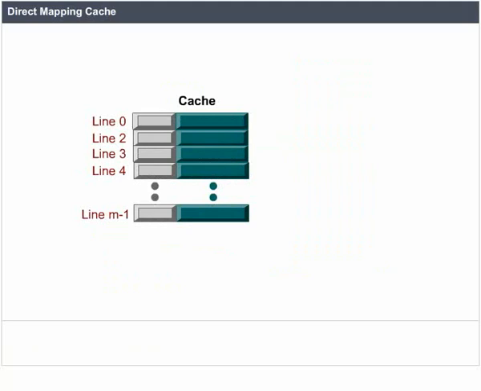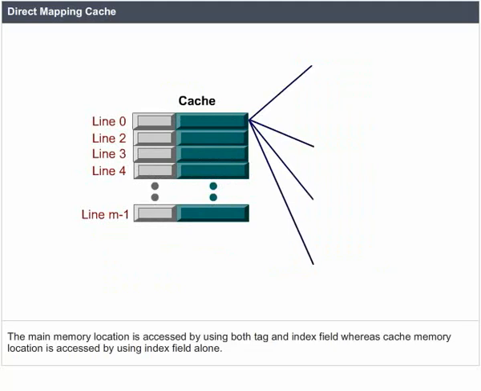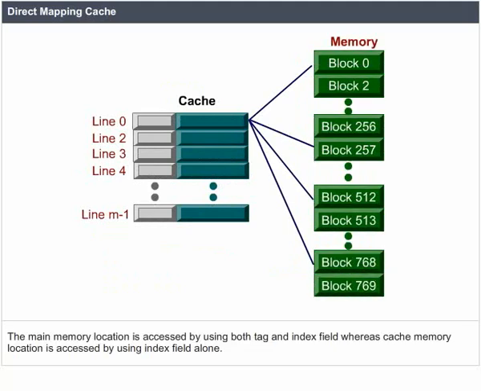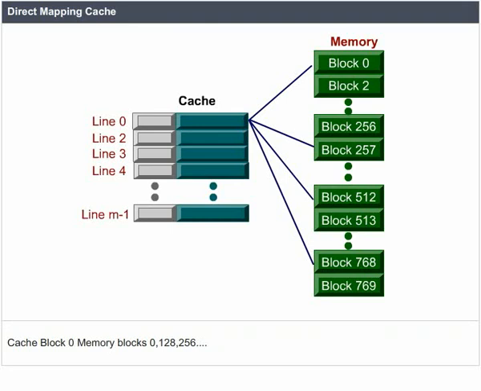Direct mapping cache. The main memory location is accessed by using both tag and index field, whereas the cache memory location is accessed by using the index field alone. Cache block 0: memory blocks 0, 128, 256 and so on. Cache block 1: memory blocks 1, 129, 257 and so on.